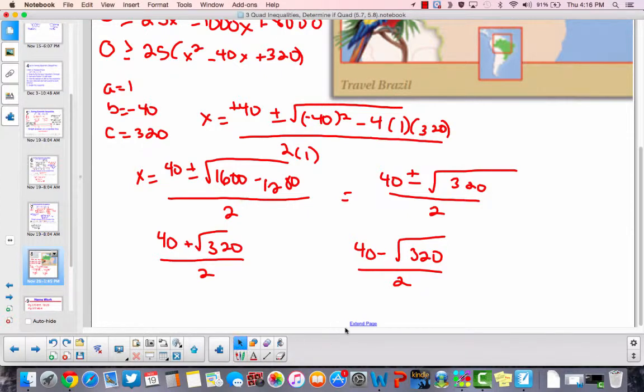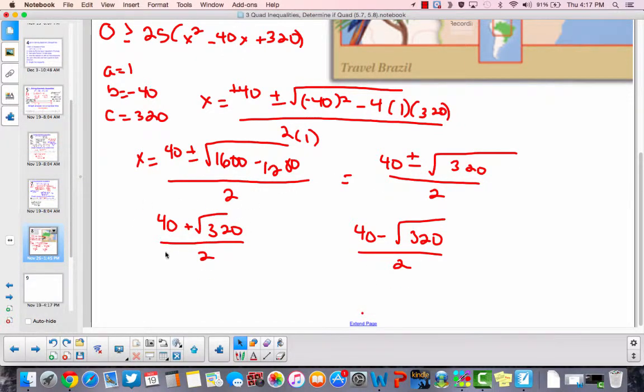Let's give myself a little bit more room here. Okay, so when we plug this one into our calculator, we get 40 plus the square root of 320 over 2. We end up with 28.944. And when we plug this one into our calculator, we get 11.05.